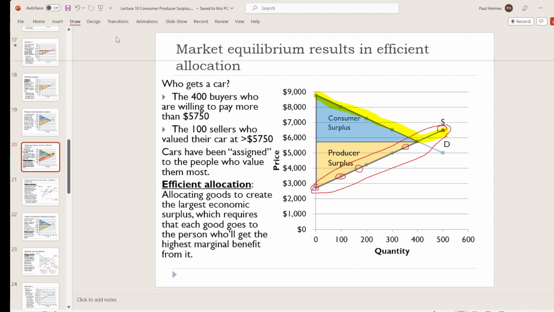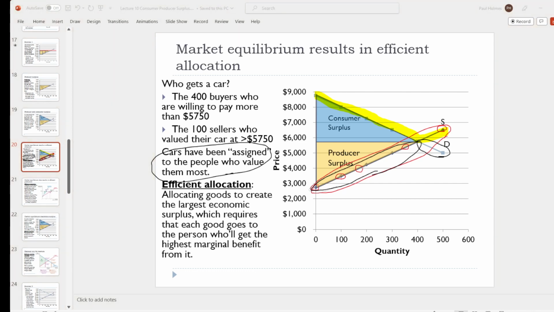The values placed on the cars by all of these sellers and these potential buyers, all of those values are less than $57.50. So the cars have ended up in the hands of the people who value them the most. And so that's one way in which we can establish that our market equilibrium results in this efficient allocation of the good.